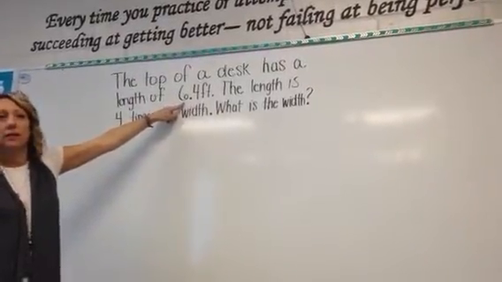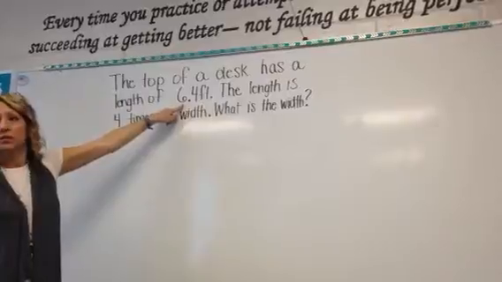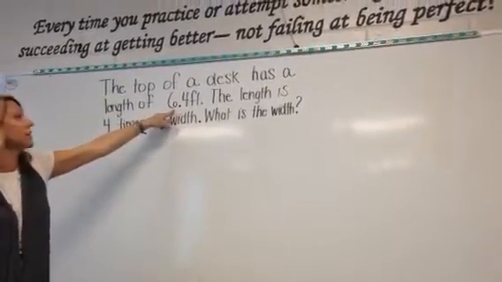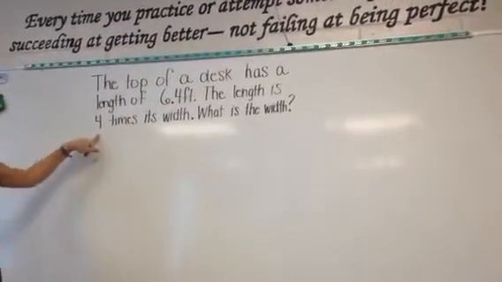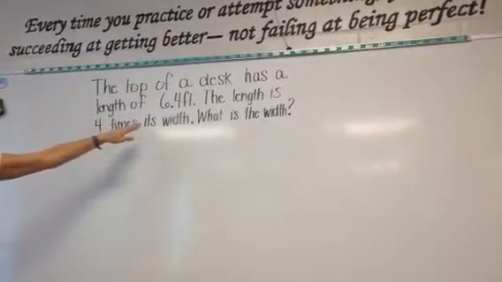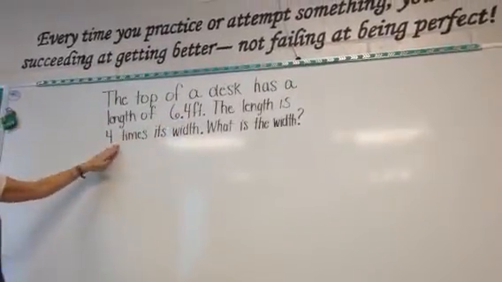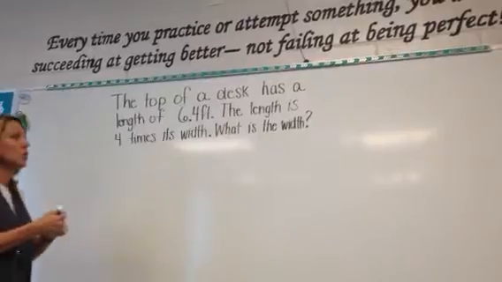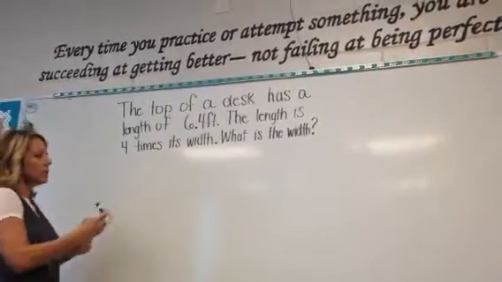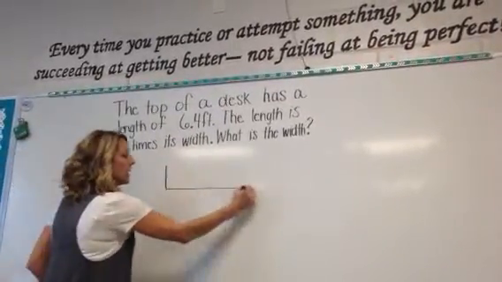This is 6.4 feet. 6 and 4 tenths of a foot, and this is the width. It says the length, which is this amount, is 4 times its width. So to solve this problem, some of you may find it helpful to use a tape diagram.